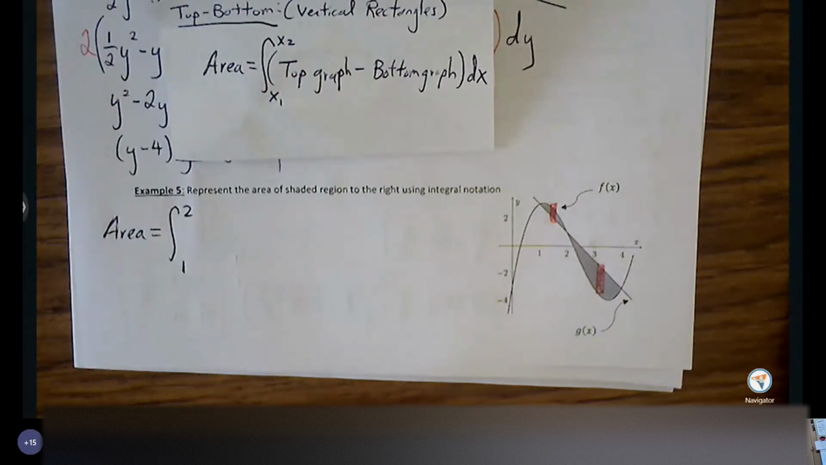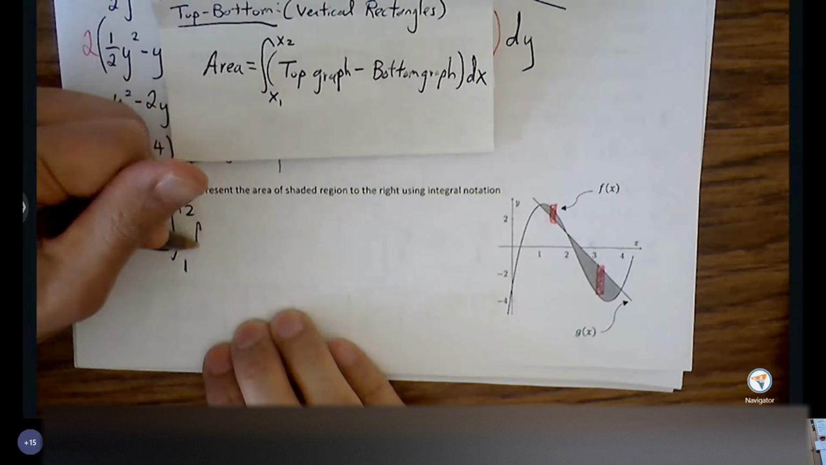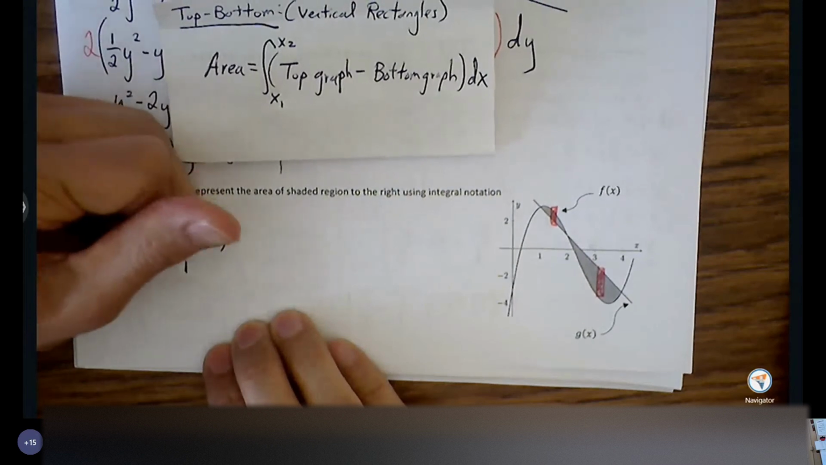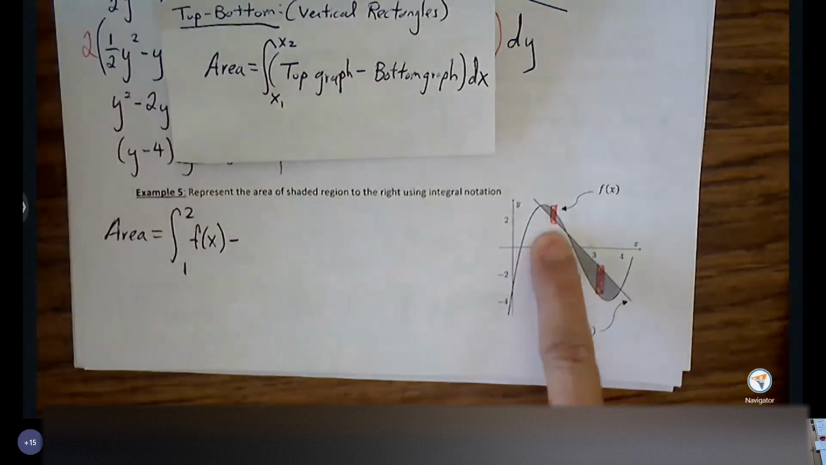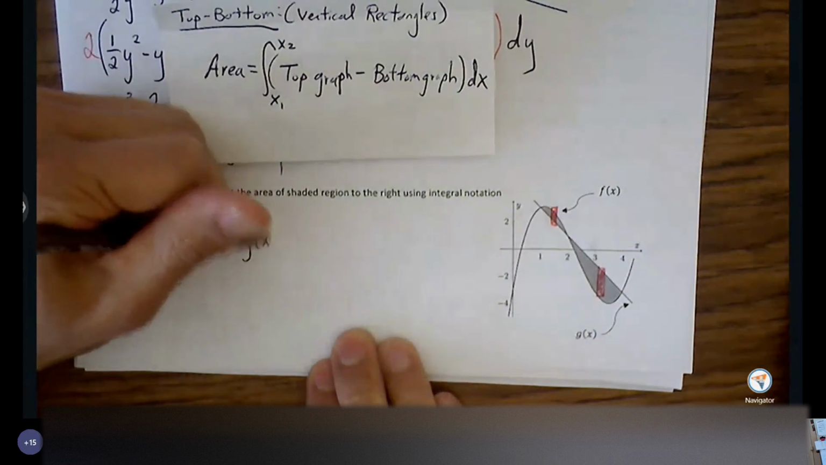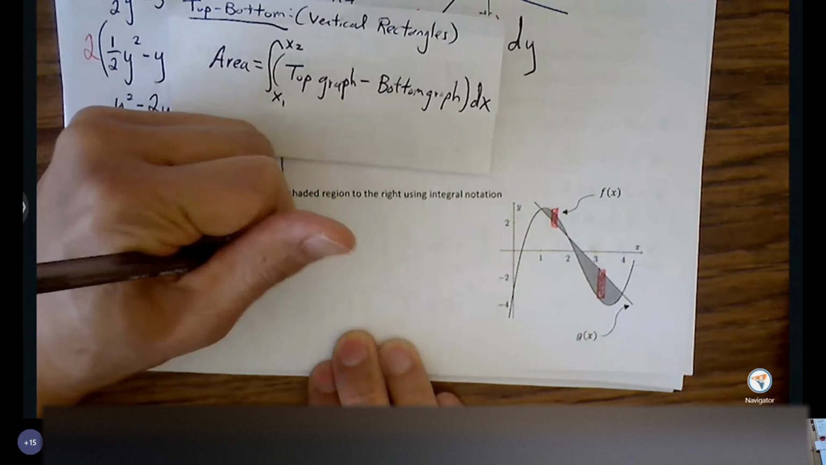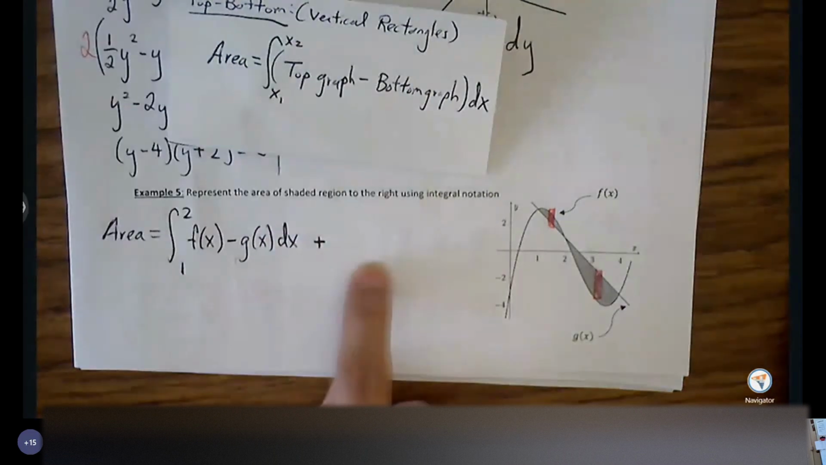Okay, the top graph is the curve, so it's f of x minus, we see the bottom of the rectangle is touching the line, so that's g of x. Make sure you complete that notation there with a dx. Plus, so we have one region represented.